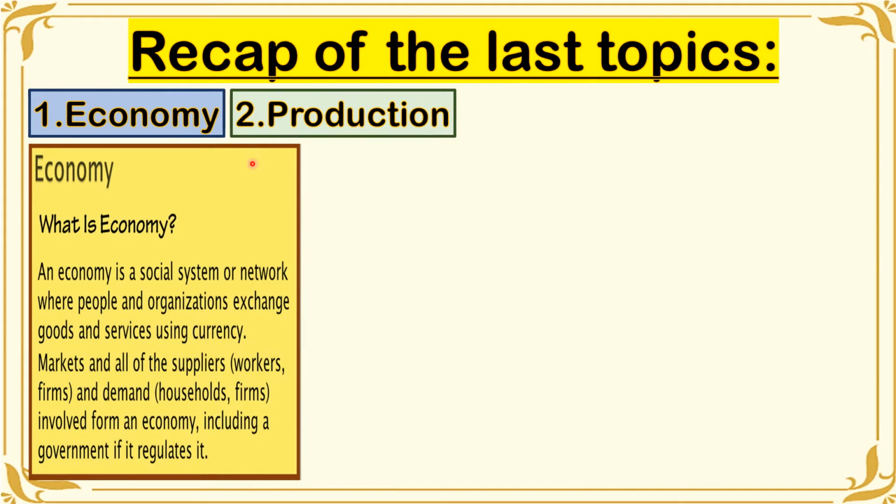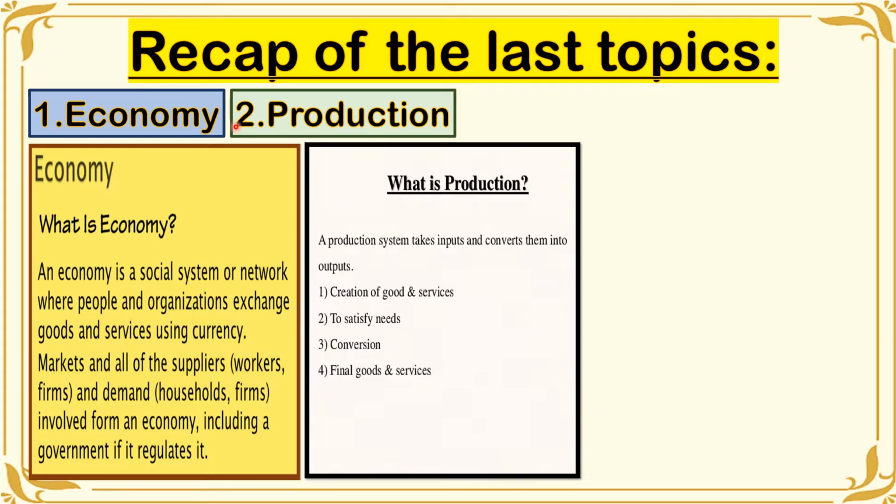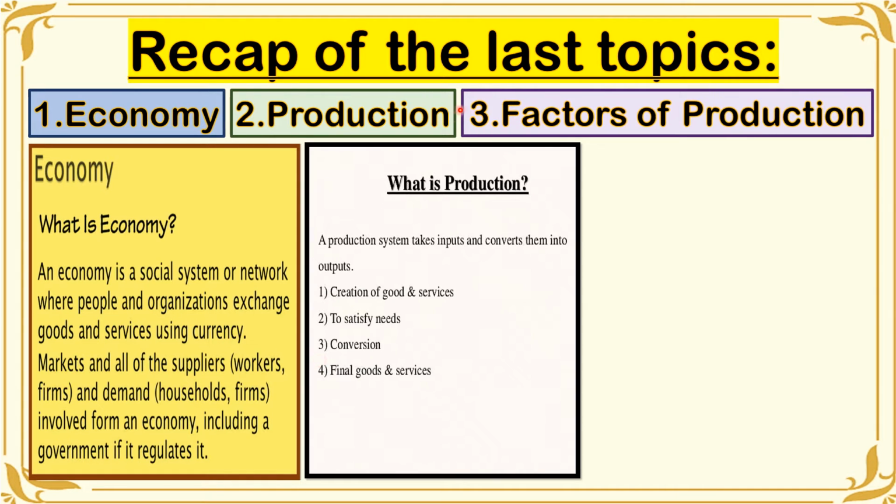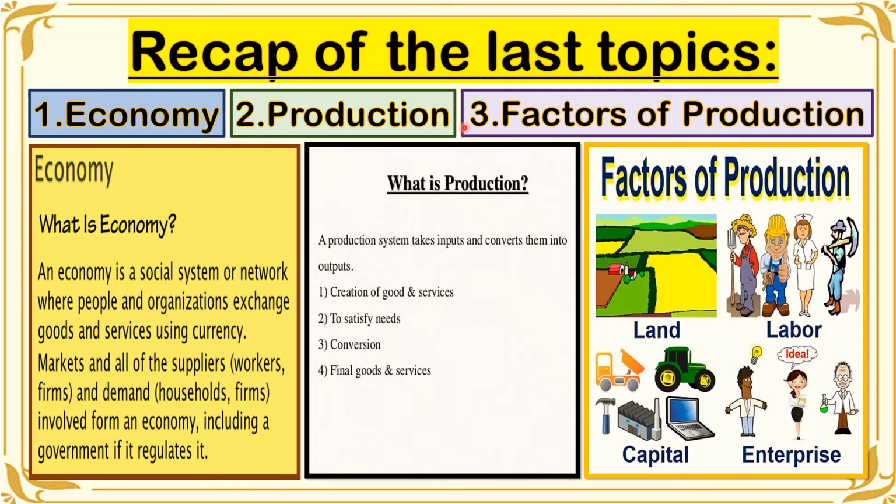The second topic that we have discussed is about production. What is production? A production system takes inputs and converts them into outputs. Number one, creation of goods and services. Number two, to satisfy needs. Number three, conversion. And number four, final goods and services. And the last topic that we have discussed last week is about factors of production. There are four factors of production: land, labor, capital, and enterprise.